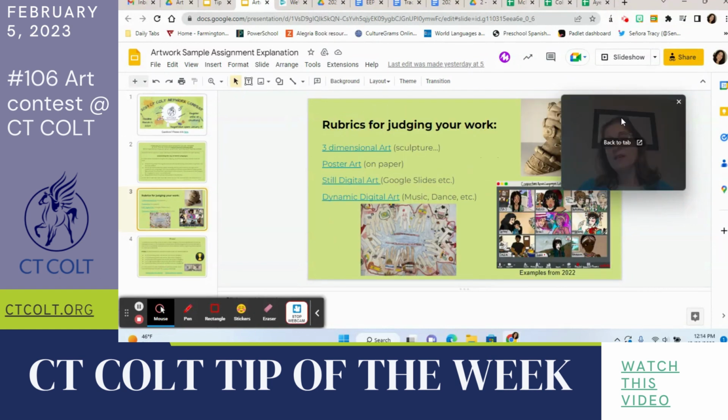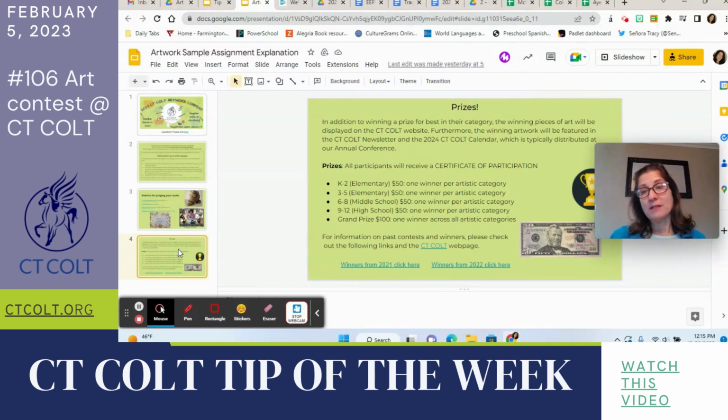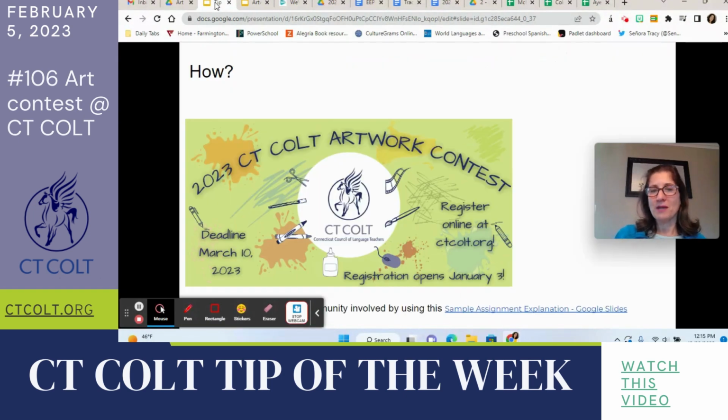It does have examples of some of the winners from last year. It talks about the rubrics so your students can see the very best work that they have to post. And finally, prizes, what they can win, even recognition on the CT COLT website as winners. Let's go back to the tip of the week.